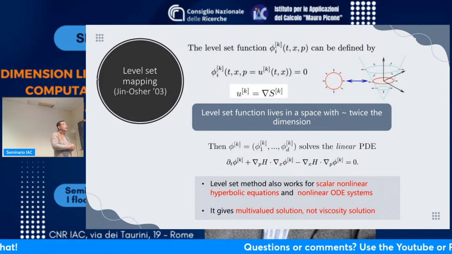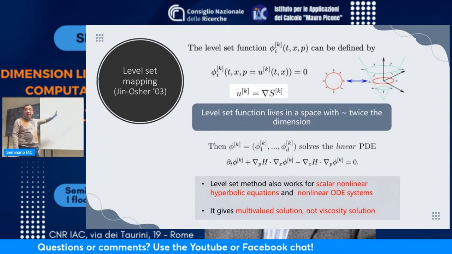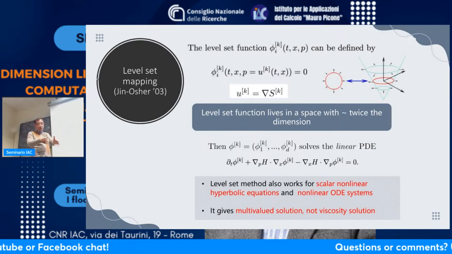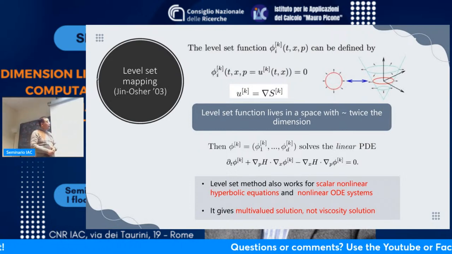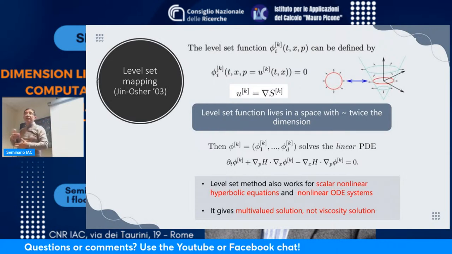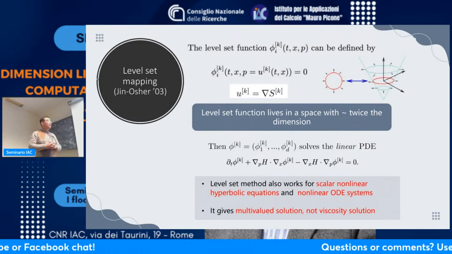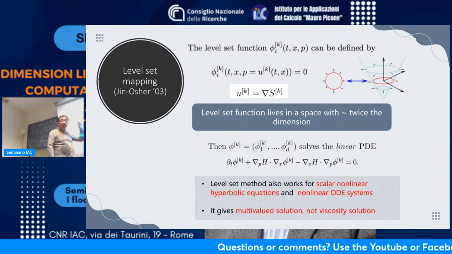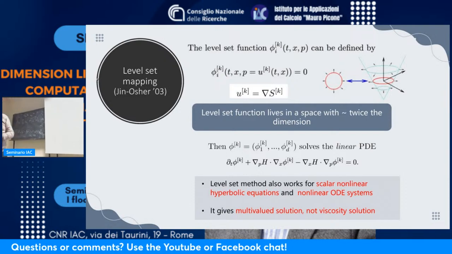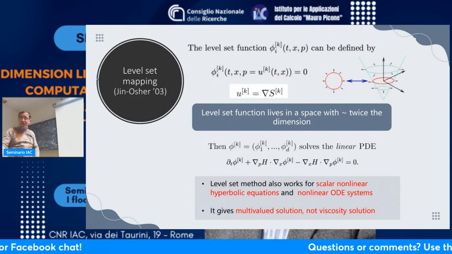And this idea also works for scalar conservation laws and scalar balance laws. You can allow for source terms, which means it also works for ODEs, because if the flux is zero in a conservation law, you get an ODE. But I have to point out that this equation has singularities, and after the singularity you have to use weak solutions. Usually people use weak entropy solutions, but this kind of formulation does not give you the weak entropy solution. It gives the so-called multivalued solution. Lauren has worked quite a bit on this. You do not get a viscosity solution.